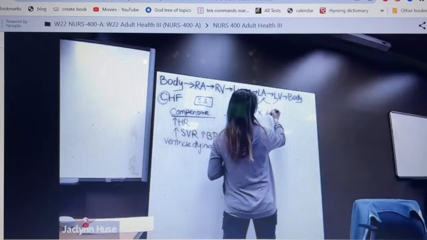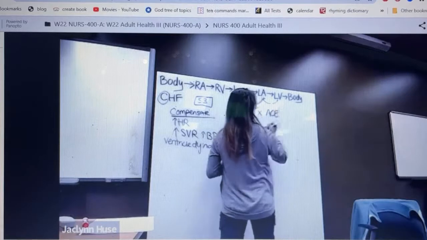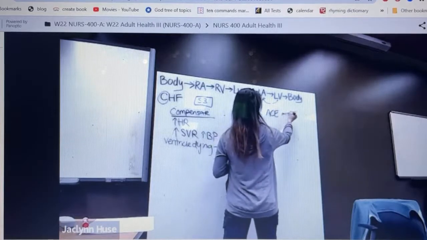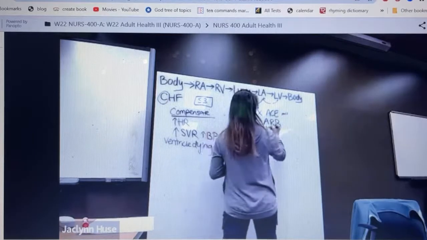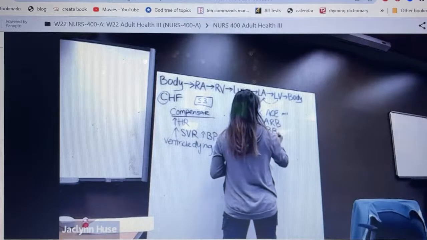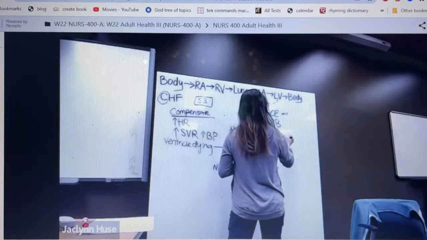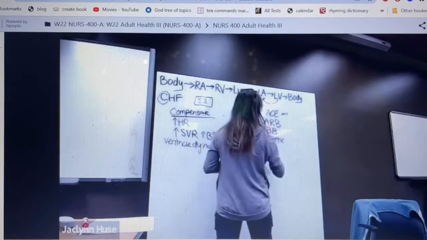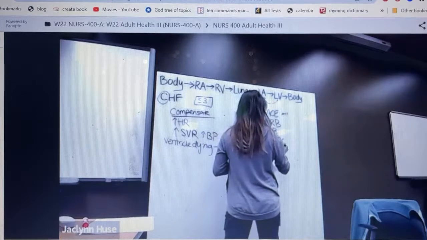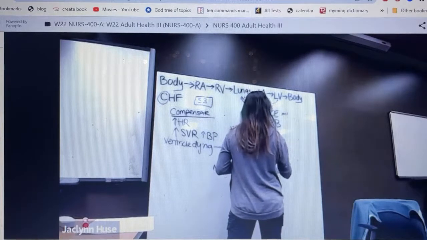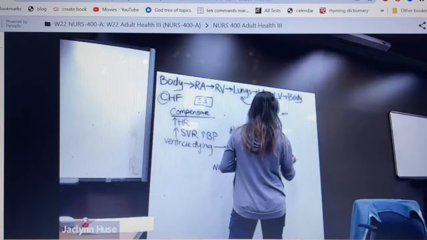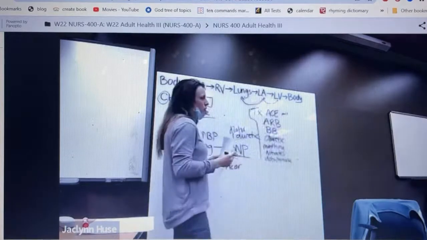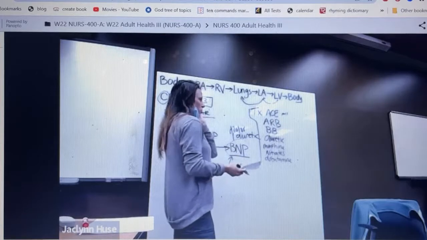You said ACE inhibitors, the prils, the ARBs, the sartans, then the beta blockers, diuretics, morphine, nitrates. Okay, so we can go through some of these. I know you guys know what they are, but it might be helpful to just refresh why.